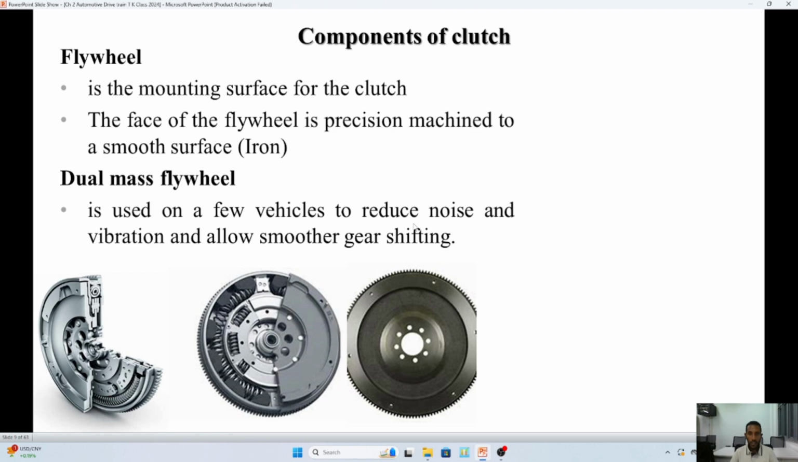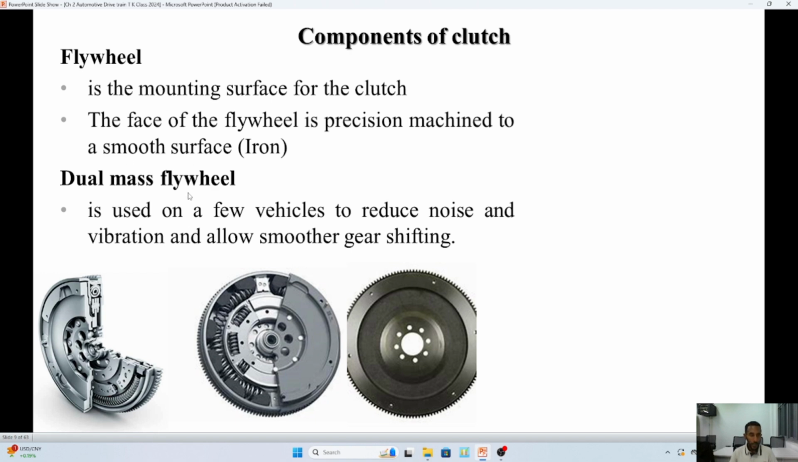When you see the components of the clutch system, the first one is the flywheel. The flywheel is the mounting surface for the clutch. As you observe here, one side of the flywheel will be very smooth to create frictional force with the friction disc. It is precisely machined to prevent wear of the friction disc.